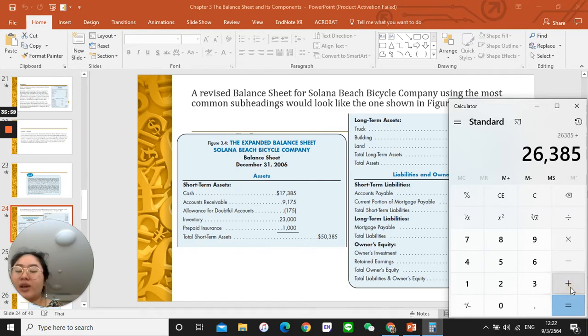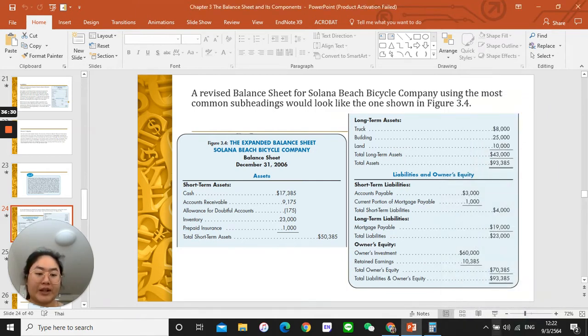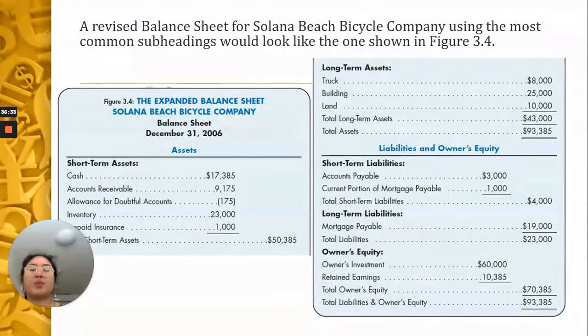Okay, but you should plus the inventory. Inventory is one of the short-term assets of the company. The value of the inventory is 23,000. Okay, and plus the prepaid insurance. This is the insurance prepaid for that year, plus 1,000. So the total short-term assets will be equal to 50,385. Okay, let's see the big picture.